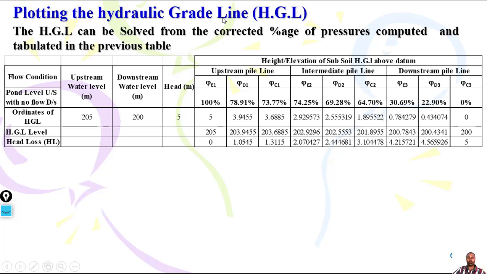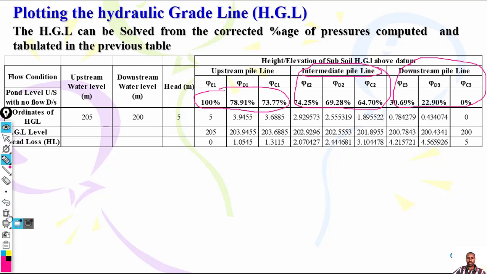So this is the plot of the hydraulic grade line, which is HGL. You have the flow condition: pond level at upstream with no flow at downstream. The upstream water level, you put 205. The downstream water level is 200. The head is the difference of these. The percentage of pressure for the upstream pile you compute here. For the intermediate pile, you compute this one. And for the downstream pile, these are the computed corrected pressures. Clear? These are the corrected pressures.